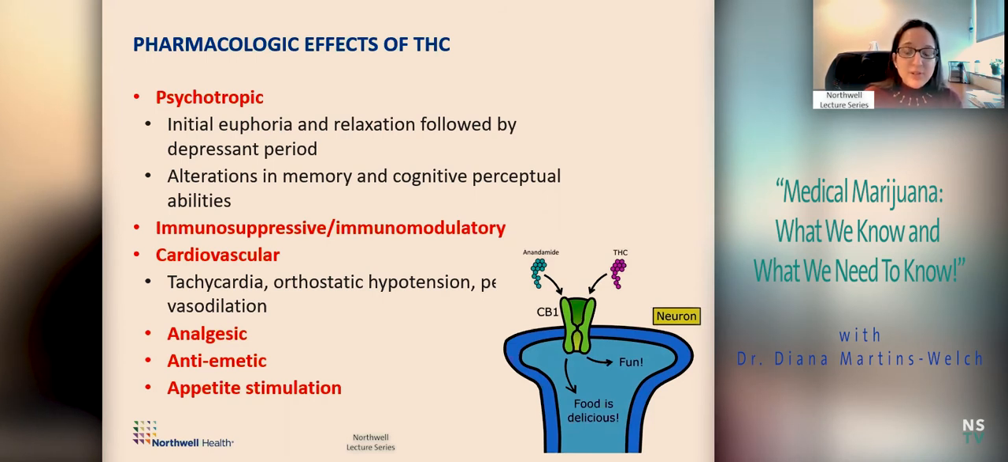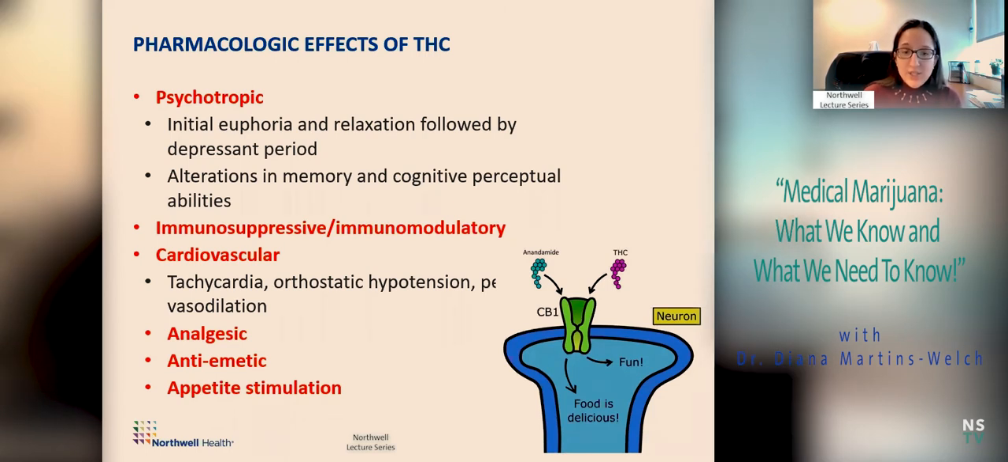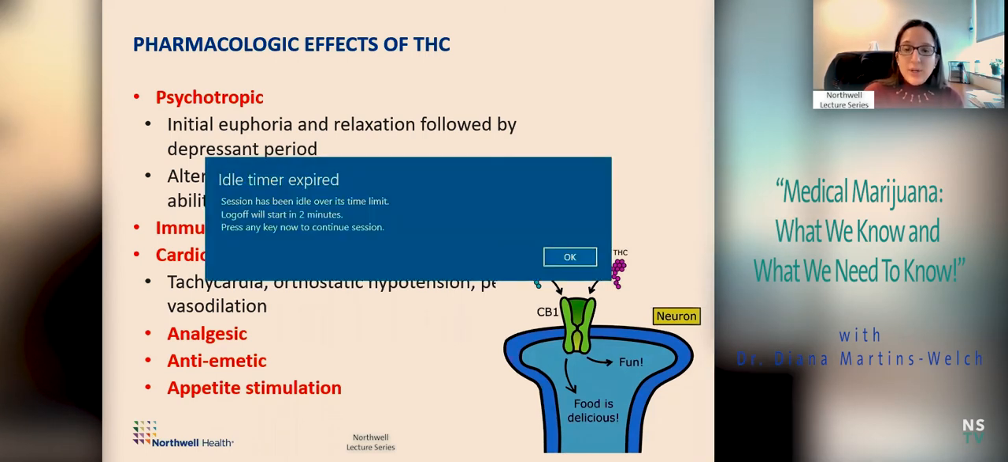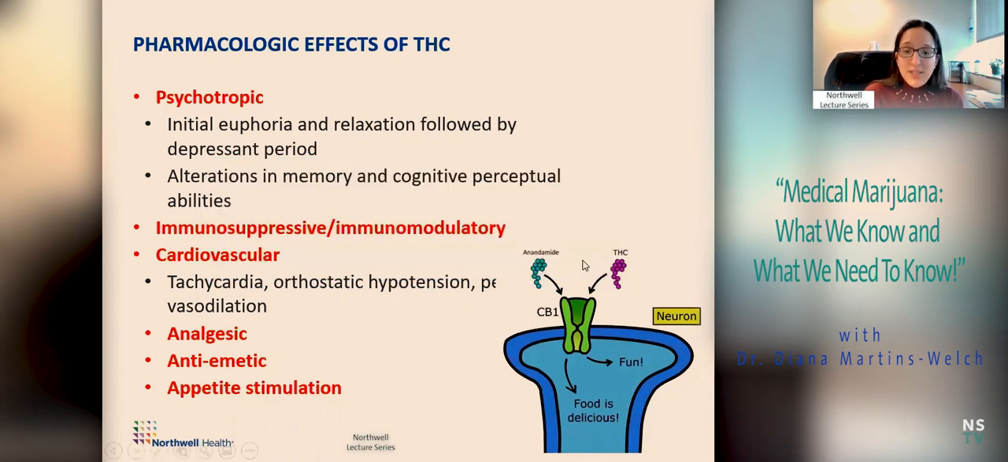But the three bottom parts are the most important for my practice, meaning analgesia, so pain relief. It works as an anti-nausea medication, and it also stimulates appetite.